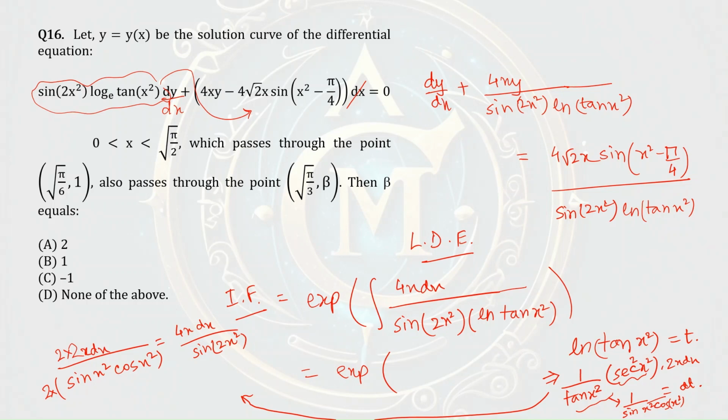That means here if we substitute this as t, then we get dt by t here. That means integral of dt by t will give us log t, and as there is an exponential function, that means this will simply become t. This will be equal to t, which we substituted as log of tan x square.